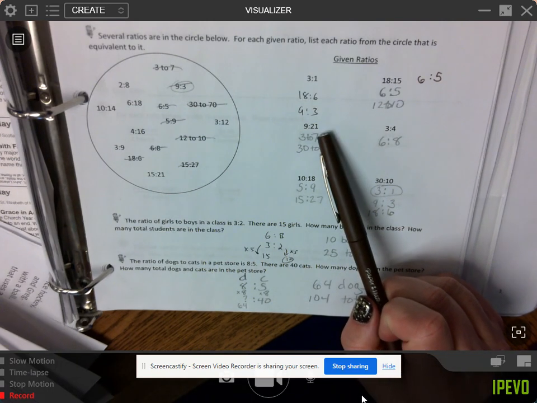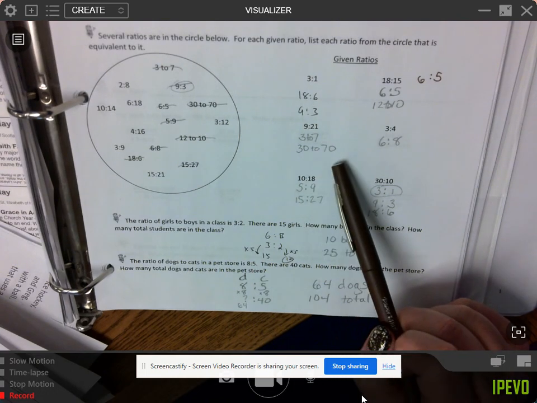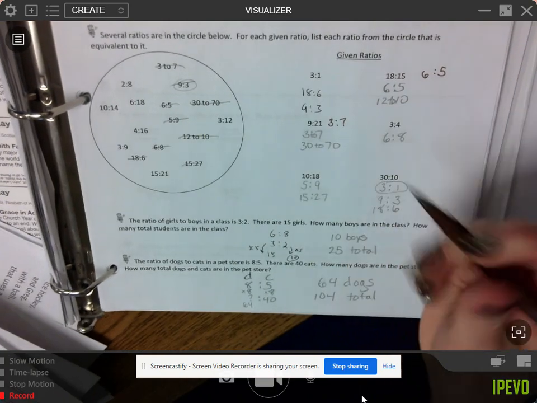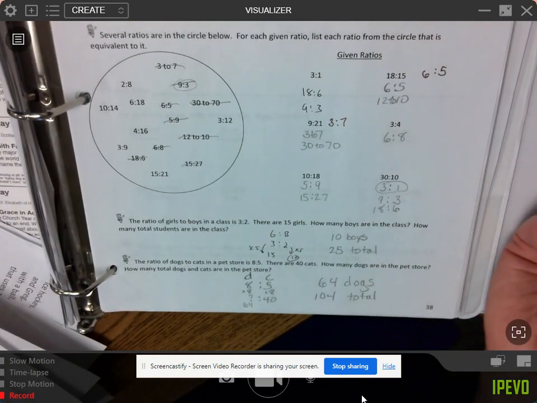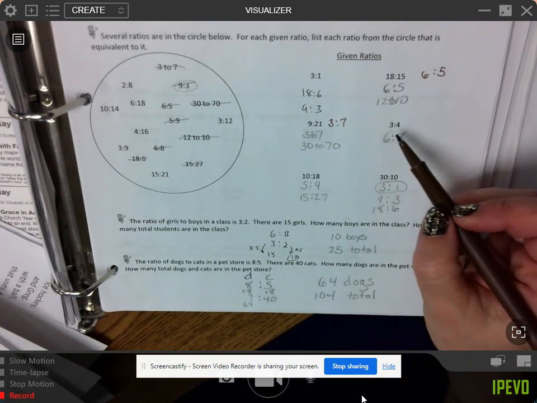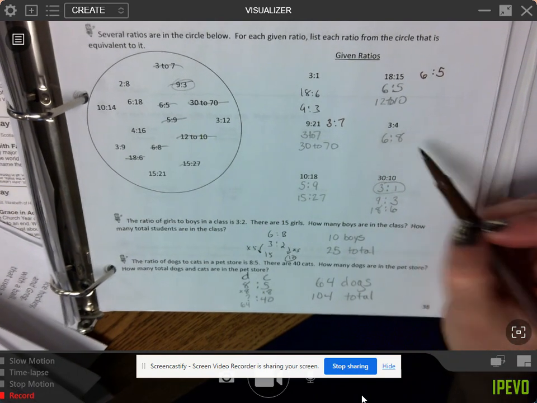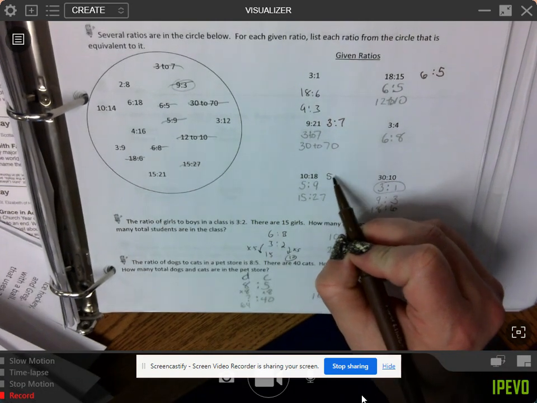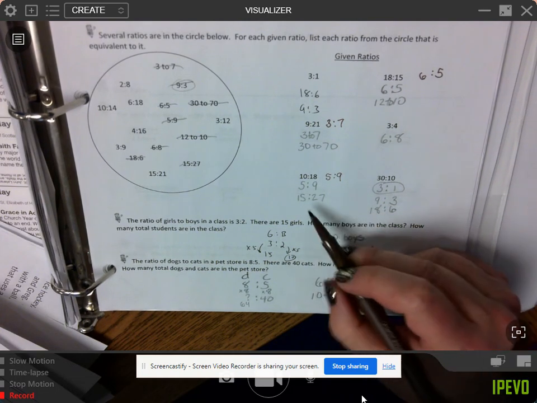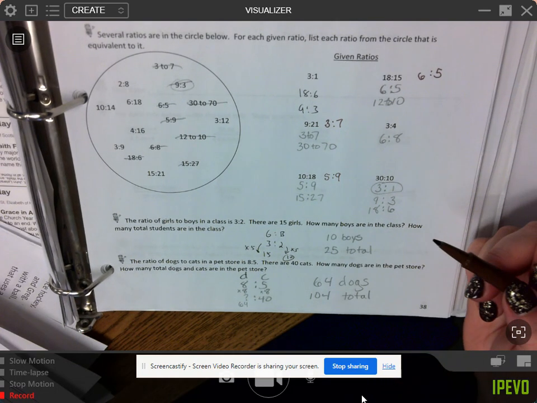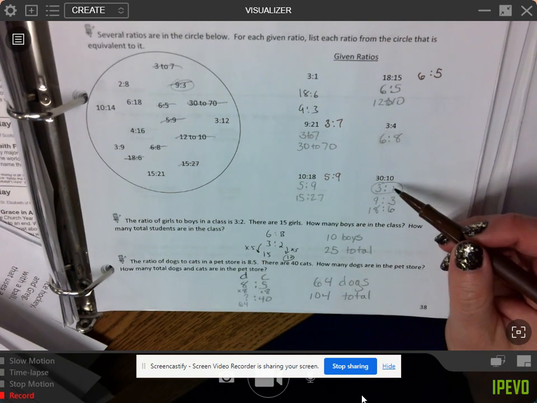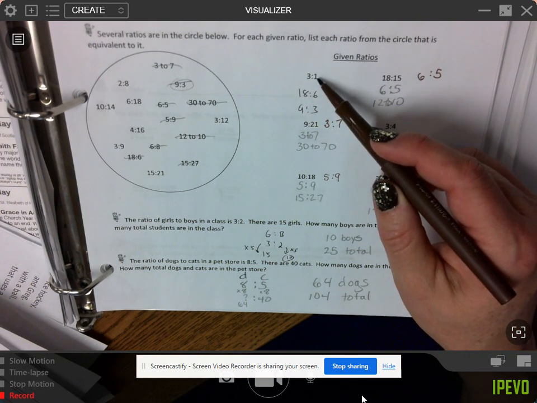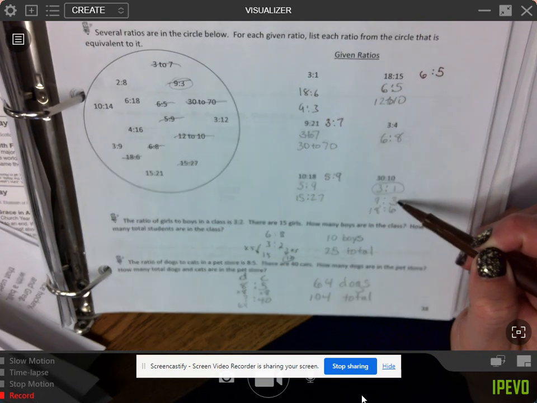For 9 to 21, that would be 3 to 7 and 30 to 70. Because if we divide out that 3, we're left with our 3 to 7, multiply it by 10, and we can get our 30 to 70. 3 to 4, multiply it by 2, and we get our 6 to 8. 10 to 18, if we divided out a 2, we got 5 to 9. Then we multiply it by 3, and we can have 15 to 27. And the last one we did together, 30 to 10 divided down to 3 to 1. So that gave us the same ones as the 3 to 1 up there with 9 to 3 and 18 to 6.